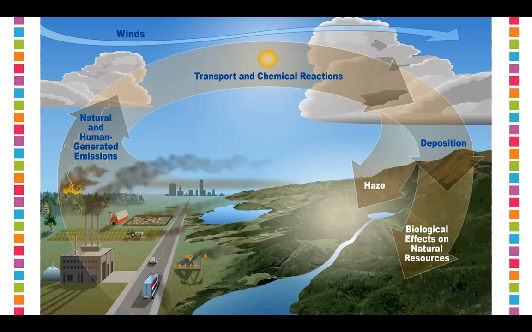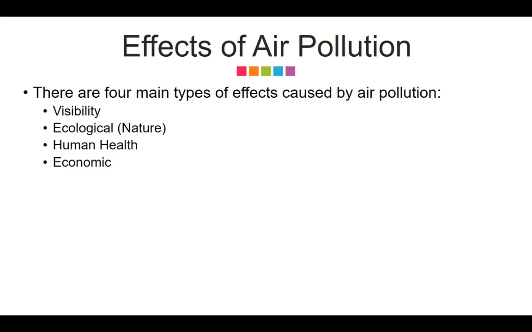So let's start talking a little bit more about the effects. There are four main types of effects caused by air pollution: visibility, ecological, human health, and economic. I will go over visibility a little bit, and then I'll kind of quickly go through the others, but I think many of them you can probably think through on your own.